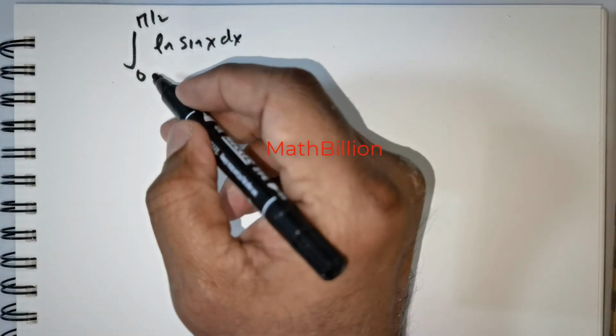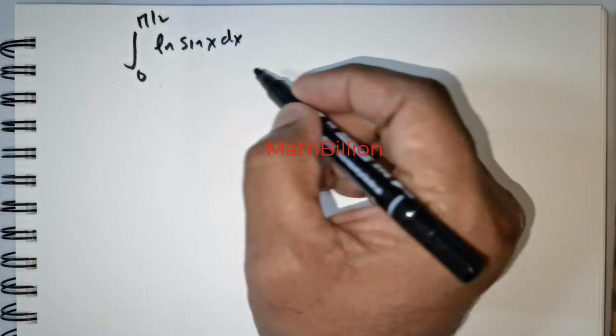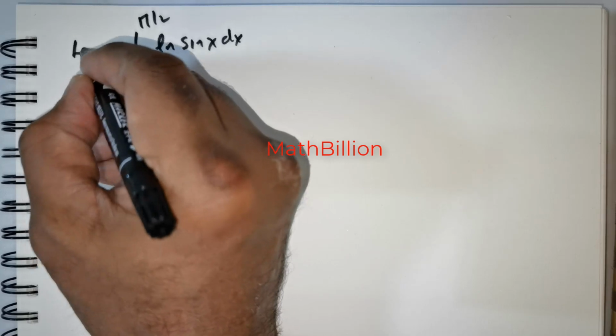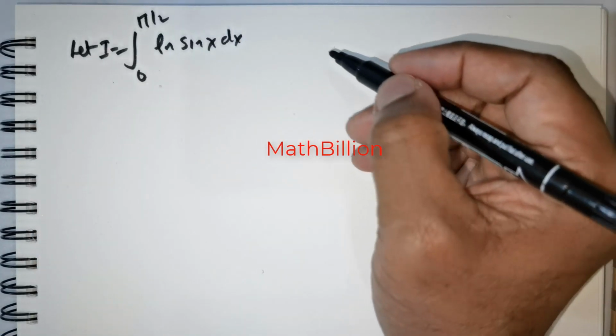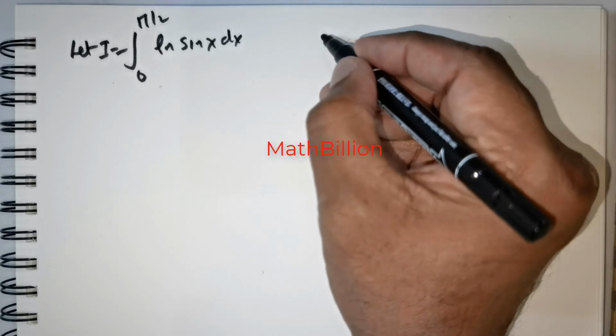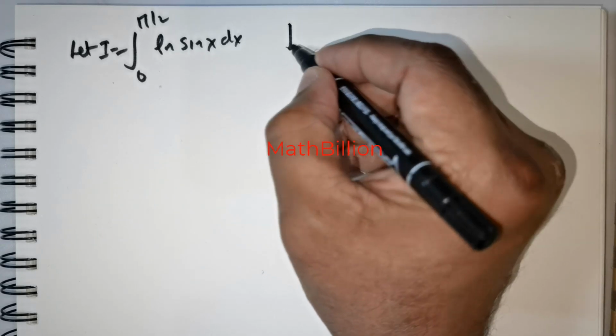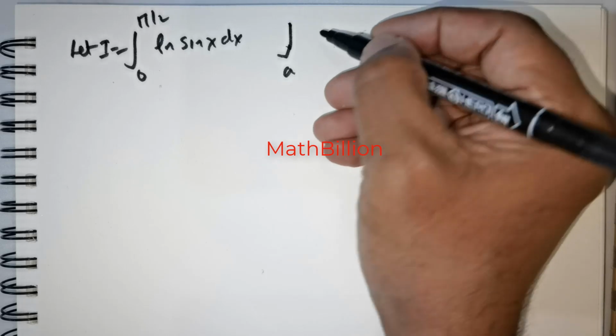How to solve the integral from 0 to pi over 2 of ln sin x dx. Foremost, let I equal the integral from 0 to pi over 2 of ln of sin x dx. Now there is a property called King's property, which is as follows.